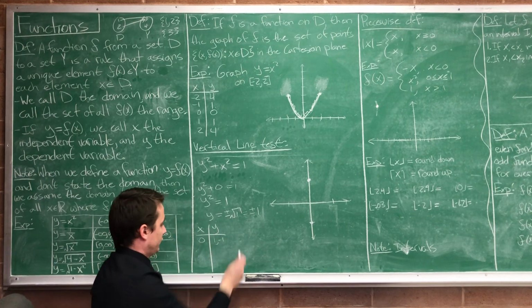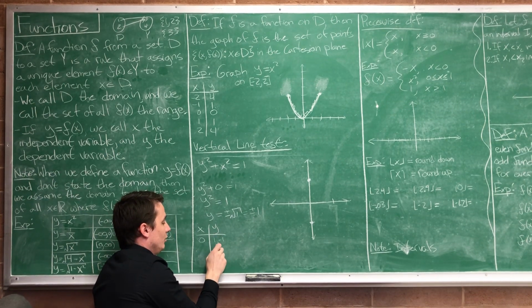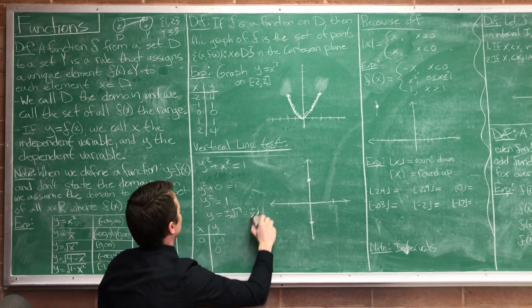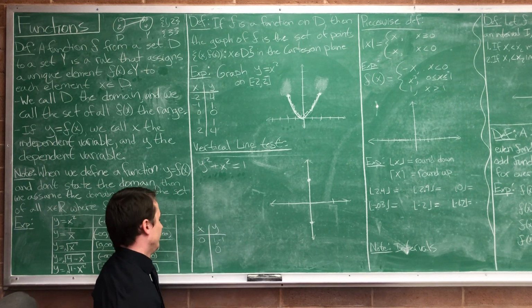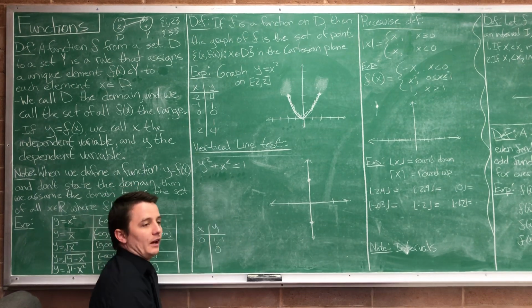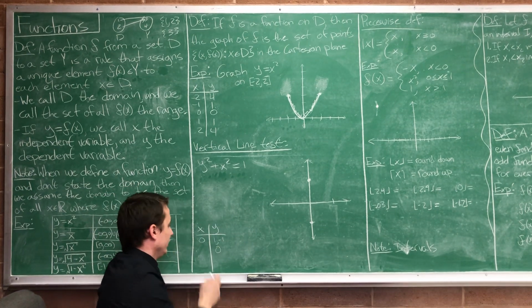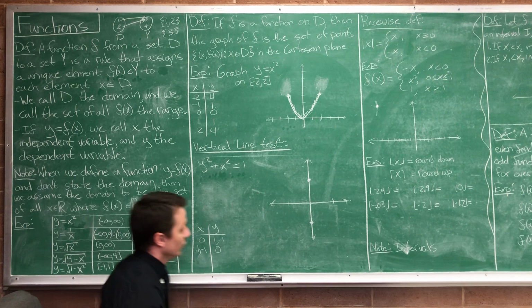Okay, let's do our chart a little bit backwards. What about when y is 0, what's x? So let's figure that one out. Maybe you can already see it. If I plug in 0 for y, what does x have to be? Plus or minus 1. So 1, -1. So let's plot those points.